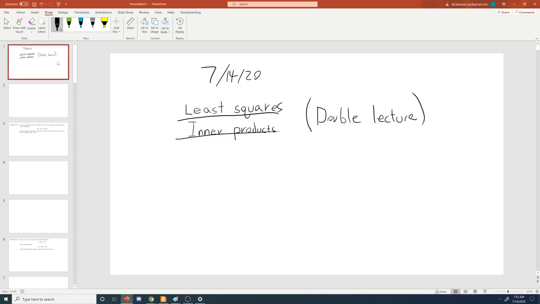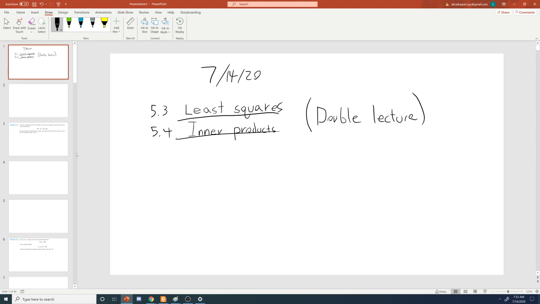Today we're going to be talking about two topics, one from section 5.3 and one from 5.4. Both of these topics are very tied together, and I want to illustrate why that is, but I'll get to that towards the end.